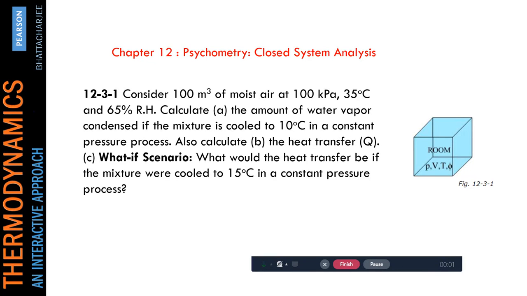Today we'll be studying Chapter 12, Psychrometric Closed System Analysis, with problem 12-3-1. We consider a 100 meter cube of moist air at 100 kPa pressure, 35 degrees Celsius, and 65% relative humidity. We need to calculate the amount of water vapor condensed if the mixture is cooled to 10 degrees Celsius in a constant pressure process.